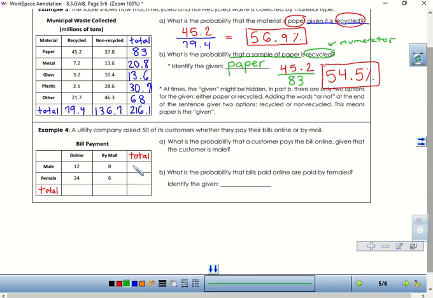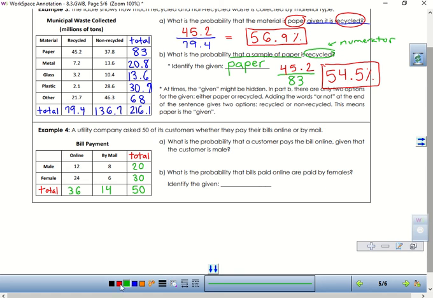So there are 20, 30, good, 36, and 14. And either way you add, you should get 50. So they asked 50 total people, okay?